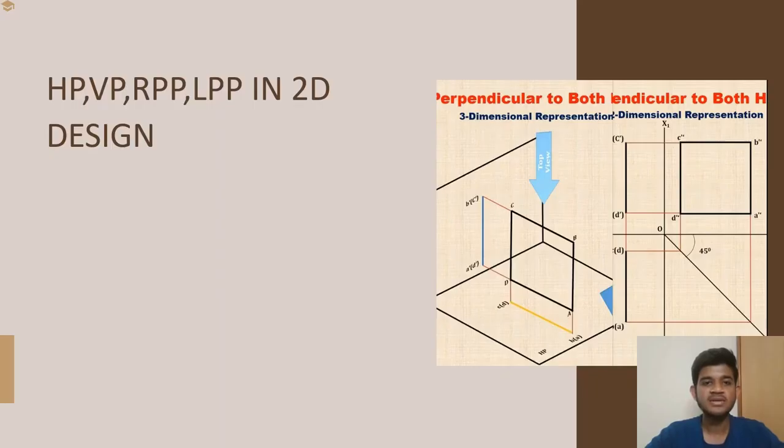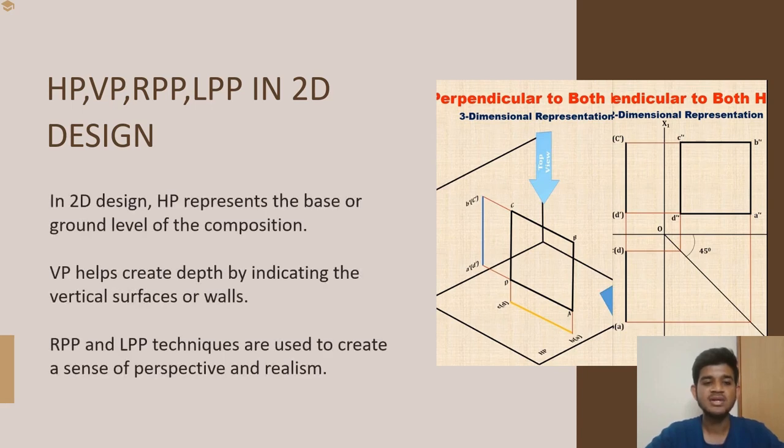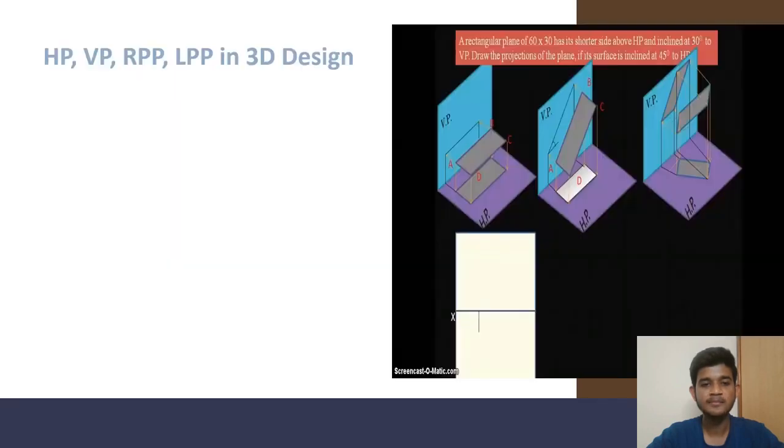Now let us see the reference planes, that are HP, VP, RPP, LPP in 2D dimension. In 2D design, HP represents the base or the ground level of the composition. VP helps create depth by indicating the vertical surface or walls. RPP and LPP techniques are used to create a sense of perspective and realism.